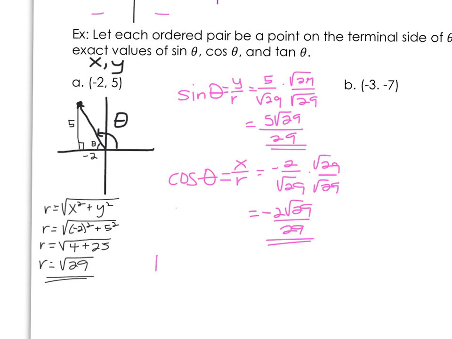The last one's tangent. And the nice thing about tangent on this one is it's y divided by x. So we don't have to worry about the square root of 29 in our answer. y divided by x is 5 over -2. If we would have been asked to do the other 3 trig functions, cosecant, secant, and cotangent, we would just take the reciprocal of these 3.